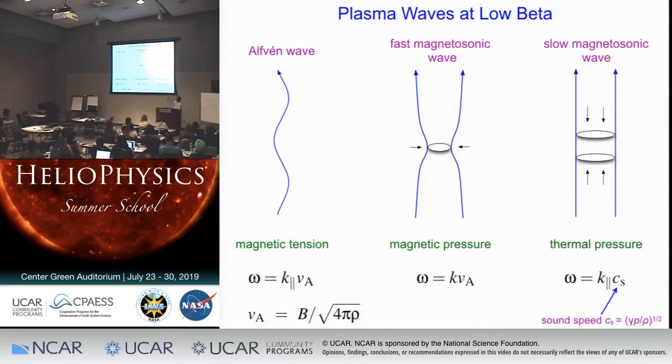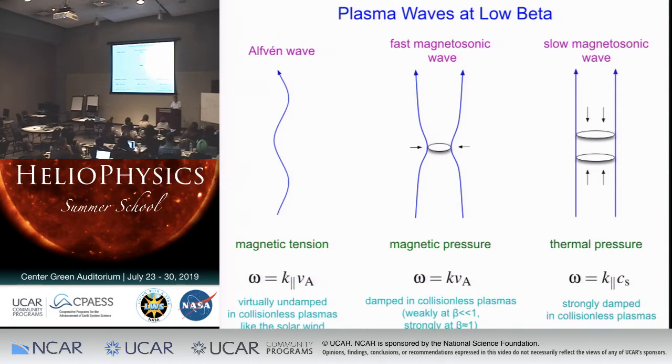For the fast magnetosonic wave at low beta, the dispersion relation is omega equals k V_A. It looks like the same dispersion relation as the Alfvén wave, but it's not. Instead of k parallel, you have k, the full length of the wave vector. The slow magnetosonic wave, omega is k parallel C_s, that is like the Alfvén wave dispersion relation, except that we have the sound speed showing up instead of the Alfvén speed. And at low beta, C_s is small compared to V_A, so these slow waves are indeed slow compared to even the Alfvén wave at low beta.